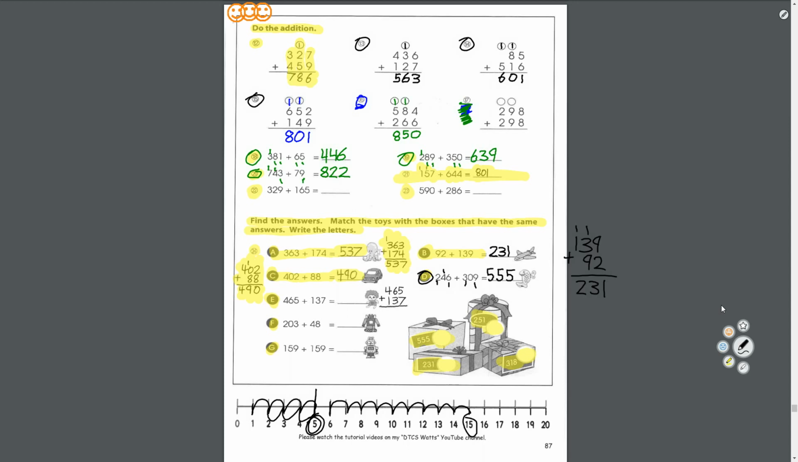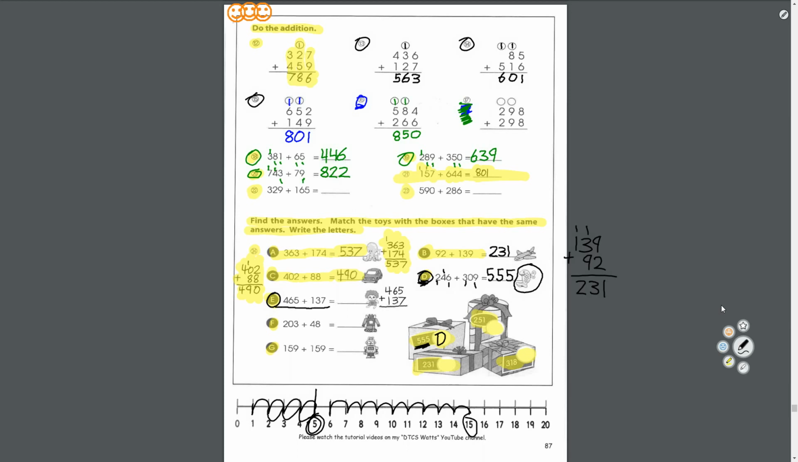Our answer is 555. And I can see this box, 555, so we'll put this letter in there, in the circle. D, what toy is that? That looks like a wind-up fish. Okay. Let's go on to question E.